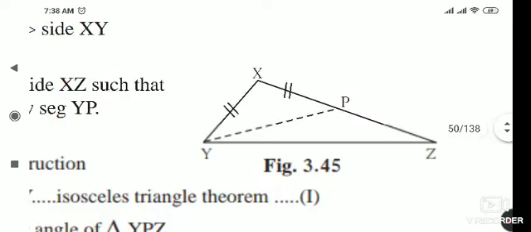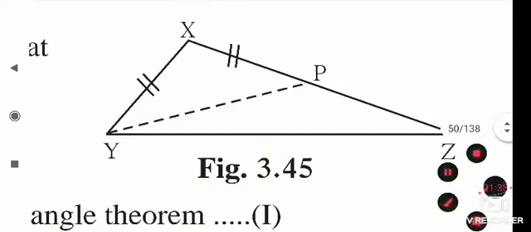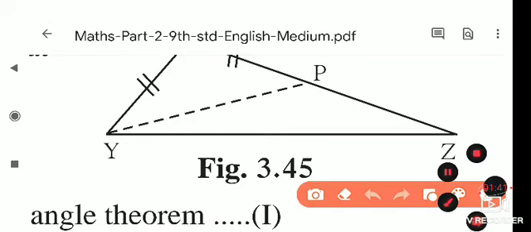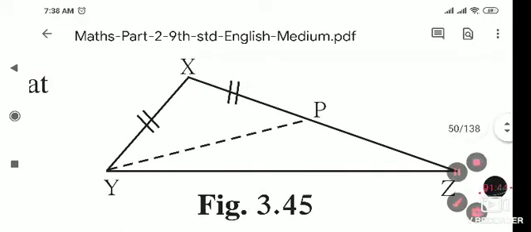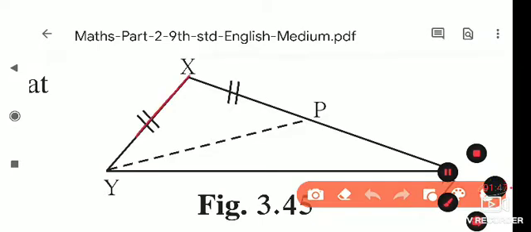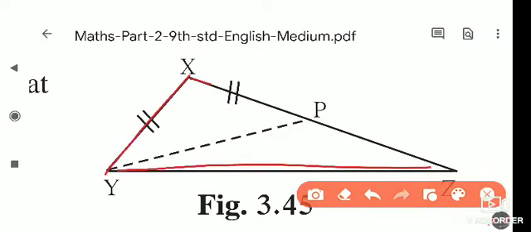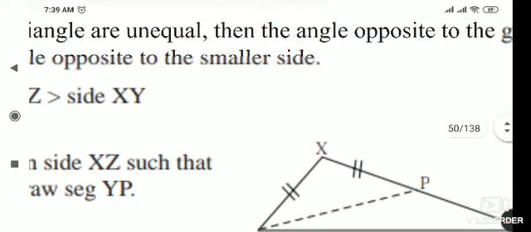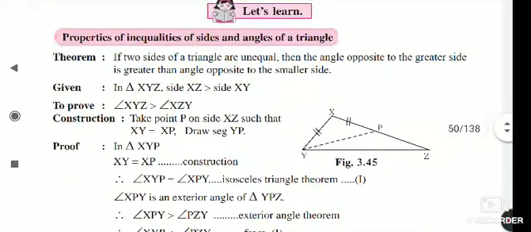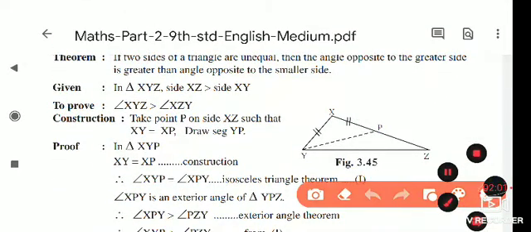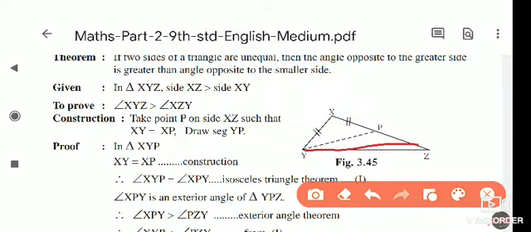So here it is triangle XYZ. If you see this triangle, you will notice that all sides have different measures, XY, YZ and XZ. If such a triangle is there, then what is our theorem? Then the angle opposite to the greater side is greater than the angle opposite to the smaller side. So here XZ is the greater side, and the smaller side is XY.